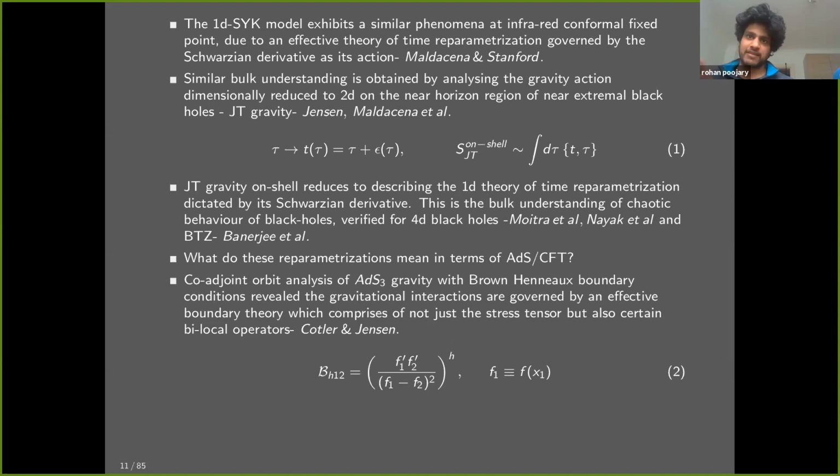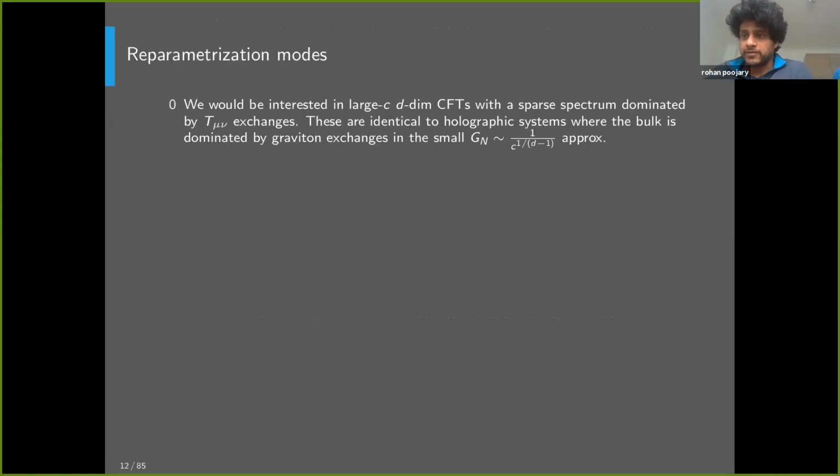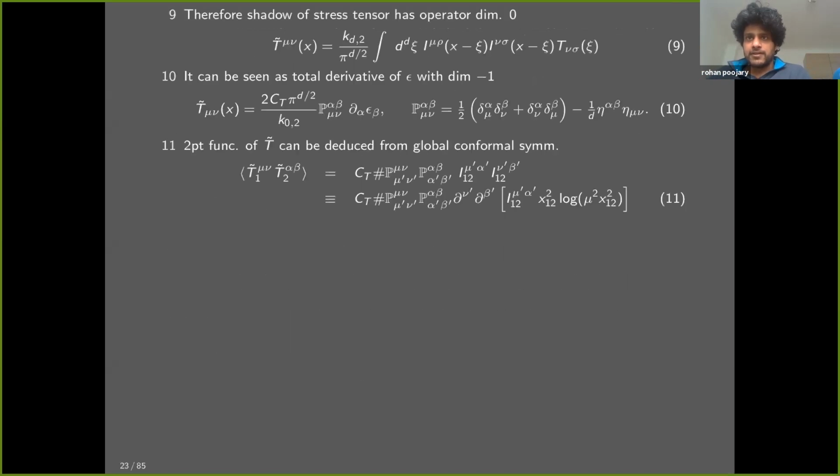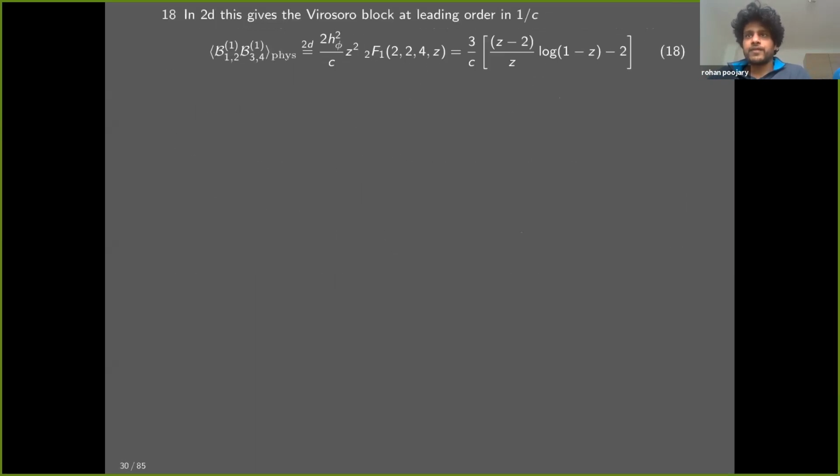I've just given this last point as a heads up to go and read up Cotler and Jensen, though it's a bad idea because it's very complicated stuff. So it's fine. But it's an analysis that was done in 3 dimensions, which pointed the direction towards exploring reparametrization modes in CFTs. That's what it is. So let me go and proceed further.